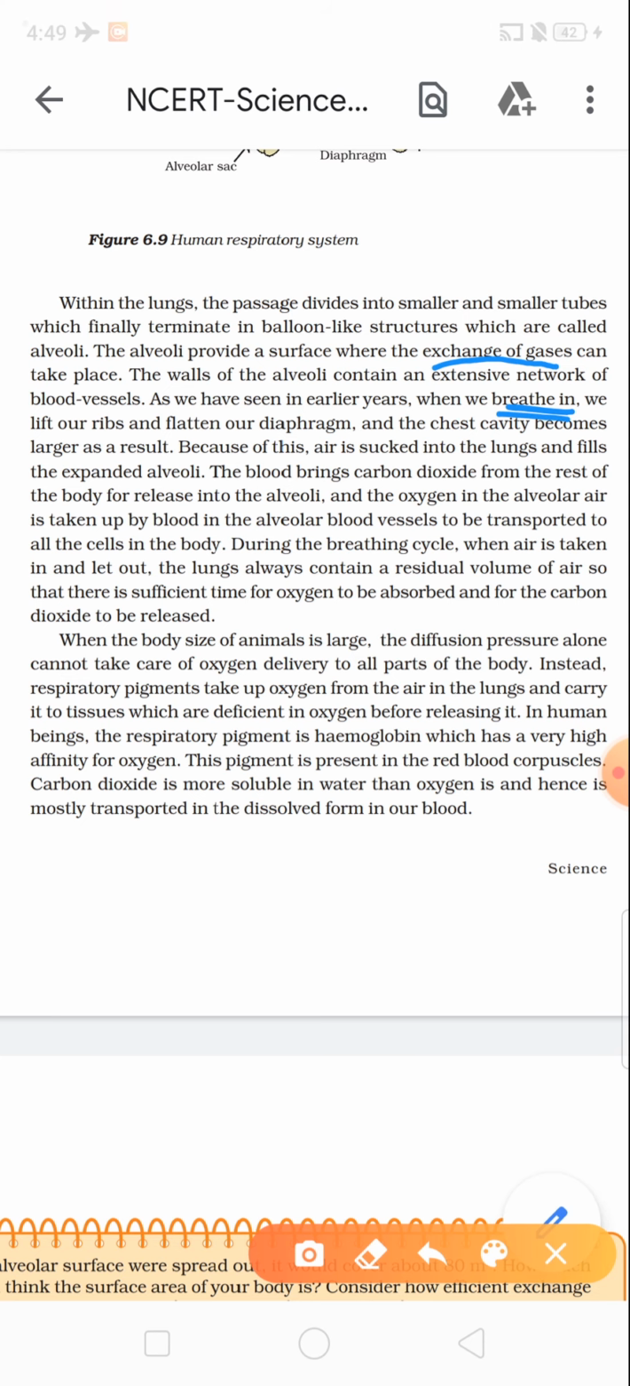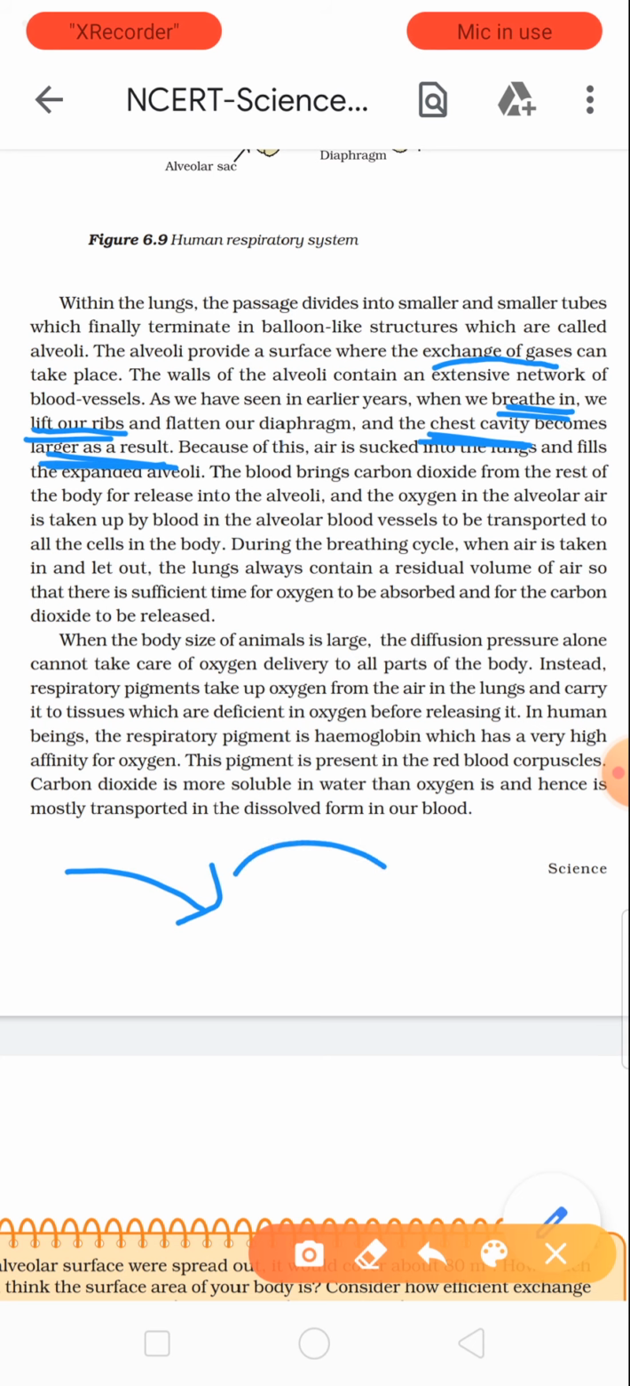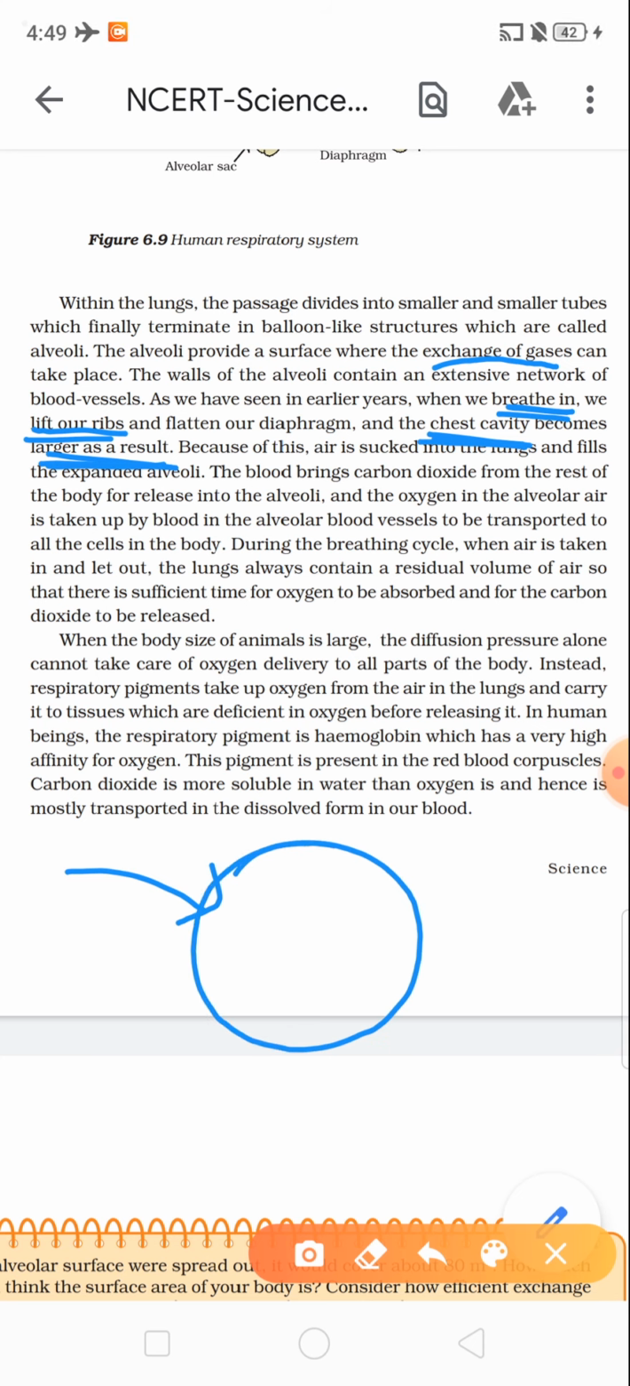What is happening? We are breathing in. The ribs will be lifted up because we have to fill the lungs. When we are filling the lungs, our chest cavity increases, it becomes large, because we are inhaling. So when we are inhaling, the bag becomes large.